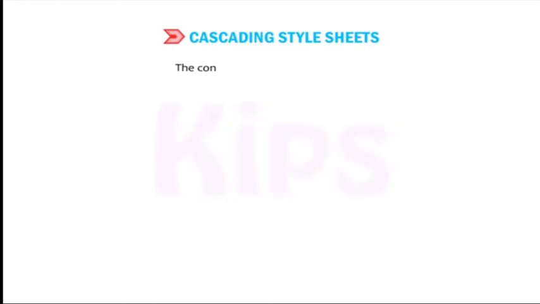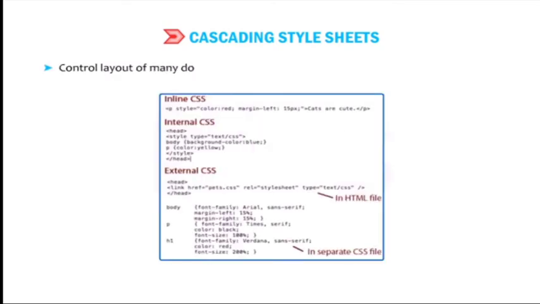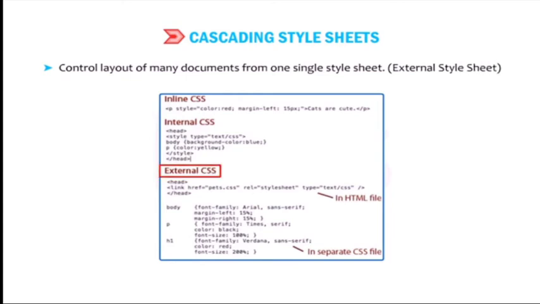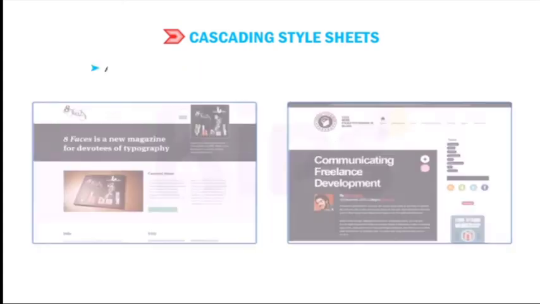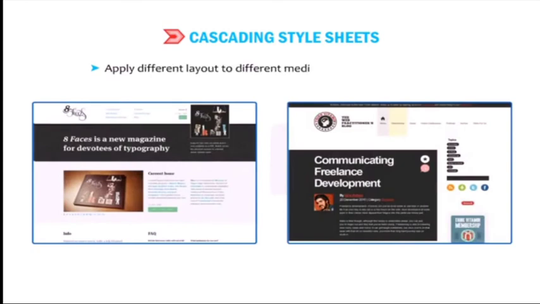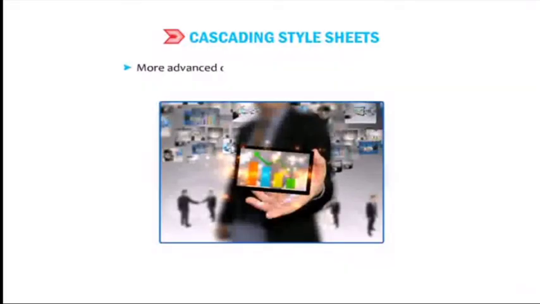The concrete benefits of CSS include: control of layout of many documents from one single style sheet, external style sheet, more precise control of layout, applying different layouts to different media types, screen, print, etc., and more advanced options and sophisticated techniques.